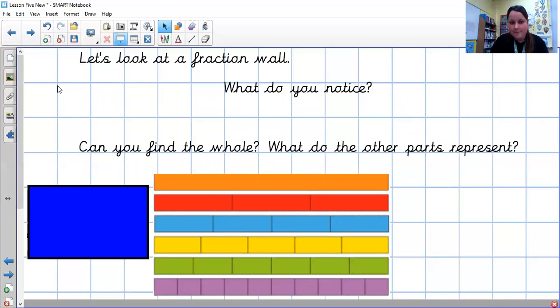So before we begin, I just want us to have a little look at this fraction wall and just think about what you notice. Can you find the whole on the fraction wall? And then think about what the other parts represent. So you might want to pause the video and just see if you can explain what fraction is being represented in each of those diagrams, each of those bar models.